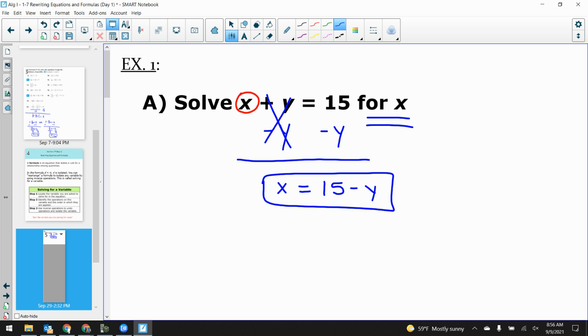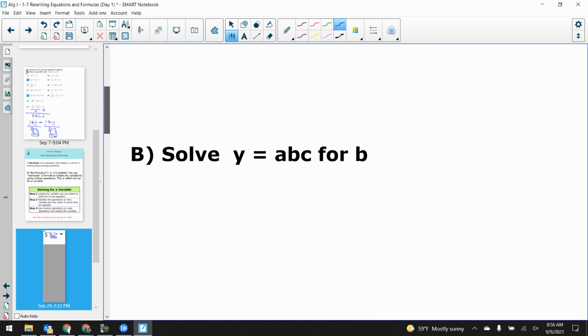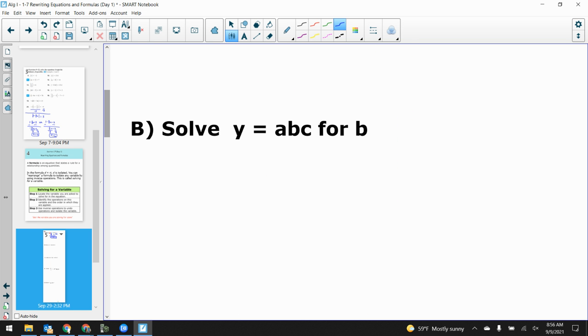Let's try another one. Solve y is equal to a times b times c for b. So first step, circle the variable that you're trying to solve for. Go ahead and do it on your papers there. Circle the B that's sandwiched in between the A and the C.